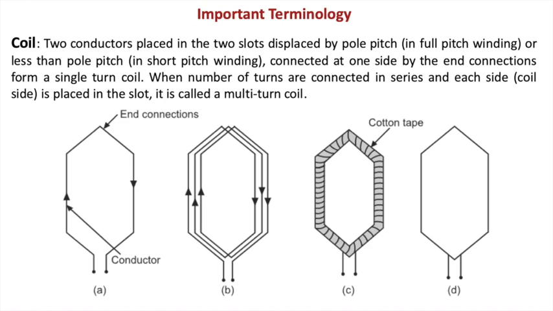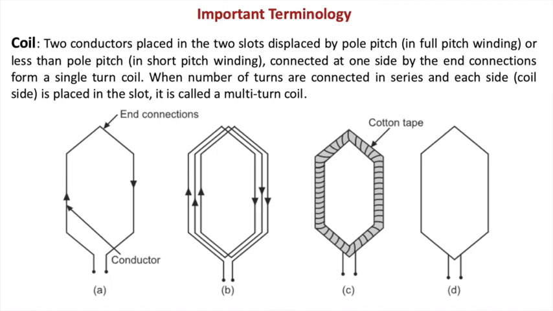Coil. Two conductors placed in two slots displaced by a pole pitch or less than pole pitch, connected at one side by the end connections, form a single turn coil. When a number of turns are connected in series and each coil is placed in the same slot, then it is called a multi-turn coil. So it can be represented in different ways. Either it can be single turn, then just a simple coil will be represented as the A part.